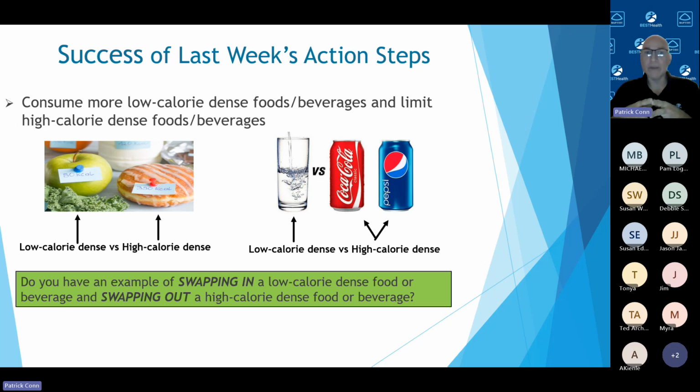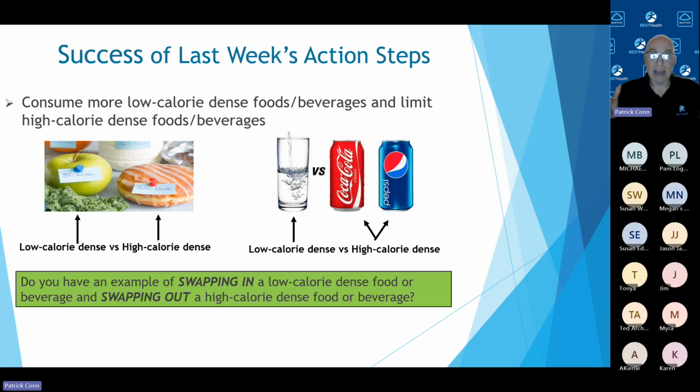Okay. All right. So last week, if you do remember, we talked about the calorie density of food, which, if you do recall, the definition of calorie density is the amount of calories found in a certain weight or volume of food. So your action step was to consume more of those low calorie dense foods and beverages, and then limit those high calorie dense foods and beverages.